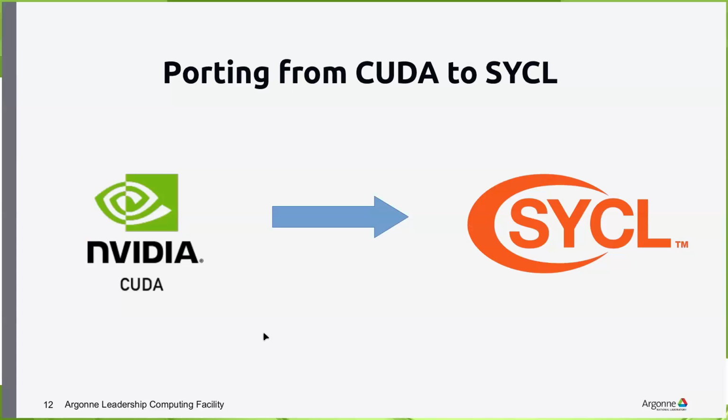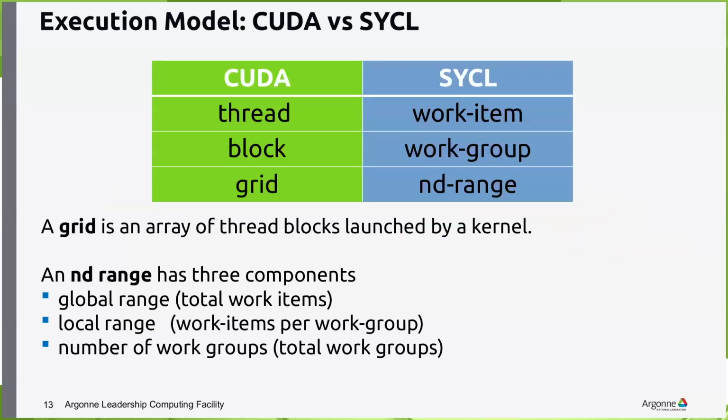Talking about porting from CUDA to SYCL, these are just terminologies. You have thread, block, and grid on the CUDA side, which boils down to work item, which is the smallest part of the programming model. A work item is nothing but a thread. A work group is a collection of work items, so you can think of it as a collection of threads. ND range is just a global iteration domain.